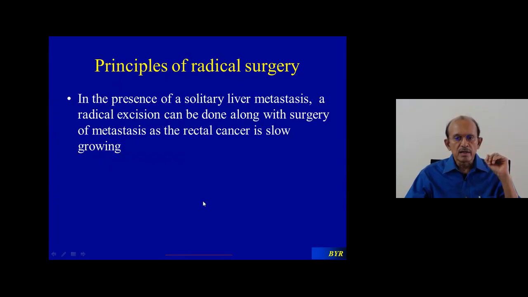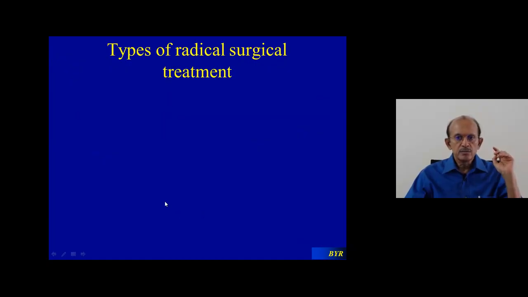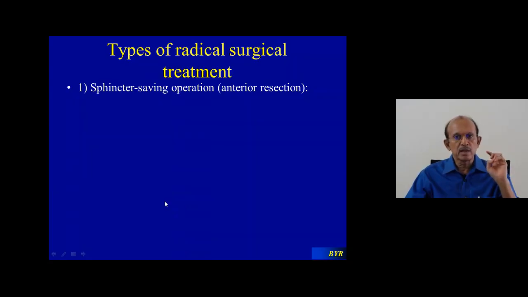In the presence of a solitary liver metastasis, a radical excision can be done along with surgery of metastasis, as rectal cancer is slow growing like colon cancer. Already we have emphasized this fact in liver topic as well as in colon topic. So types of radical surgical treatment. There are 2 types of radical surgical treatment. Number 1, sphincter saving operation. That means you are saving the anal sphincters and you are establishing normal continuity of the fecal matter. This is called sphincter saving operation, also called as the anterior resection.